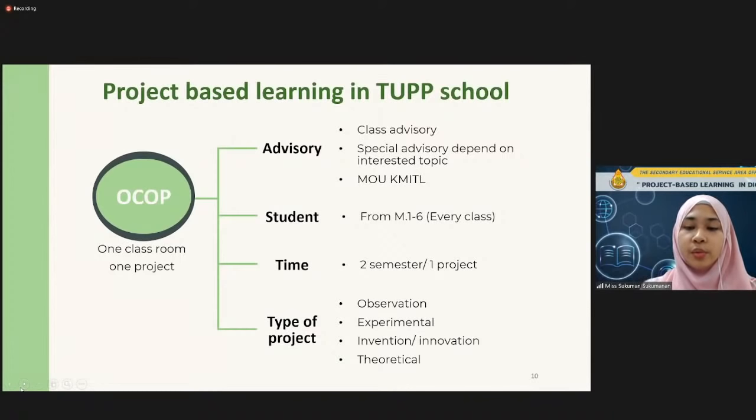We also have an MOU with the university, KMITL. Every class from Mathayom 1 to 6 has to do the OCOP. We give them two semesters, or one year, per project. The type of project depends on the interest of the students. They can come up with an observation or experimentation, or if some group would like to create an innovation, they can do that. Or if some group would like to prove theoretical insights, they can also do that.